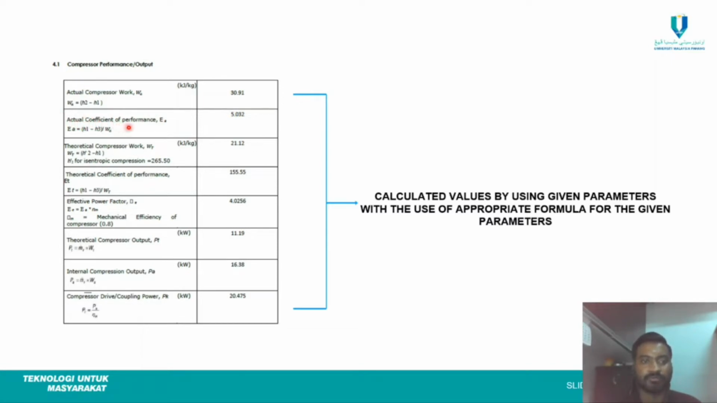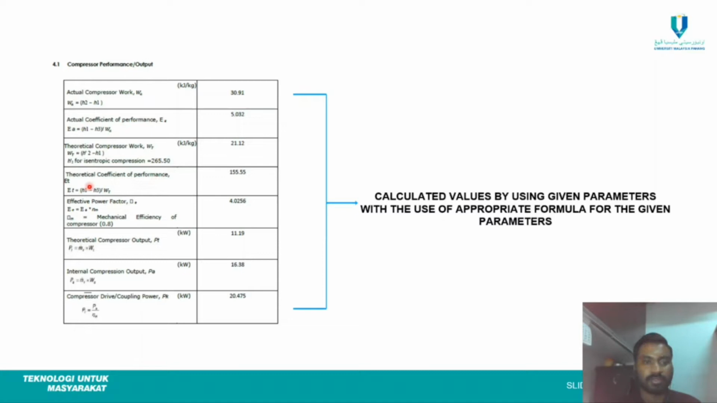by the actual coefficient of performance, which is represented by EA. For EA also we need to replace the values into the formula in order to find out the value, which is 5.032, and then followed by the theoretical compressor work, which is represented by WT. WT is H2 minus H1, which you will get 21.12.